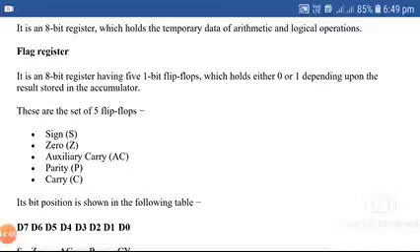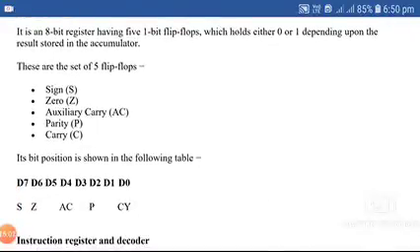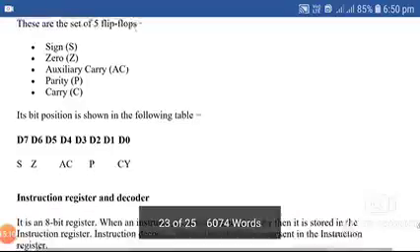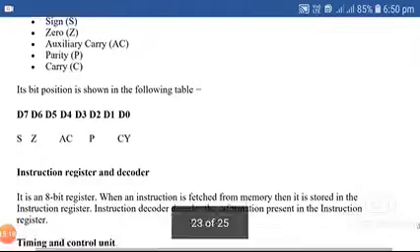Next we are going for the flag register. It is an 8-bit register having 5 one-bit flip-flops which hold either 0 or 1 depending upon the result stored in the accumulator. These are the set of 5 flip-flops used here: Sign S, Zero Z, Auxiliary carry AC, Parity P, Carry C. Its bit positions are shown in the table below: D7, D6, D5, D4, D3, D2, D1 and D0.